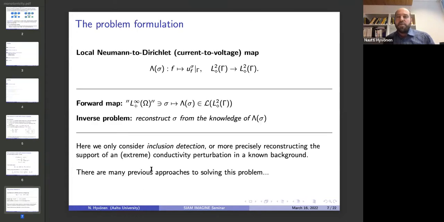And then about the inverse problem. All of us probably know about the inverse problem of electrical impedance tomography under idealized boundary conditions. The idea is that you define the current to voltage map. Sorry about this notation, I have learned to use lambda as the Neumann-to-Dirichlet map. Many of you probably use it for the Dirichlet-to-Neumann map, but for me, it's always the Neumann-to-Dirichlet map.